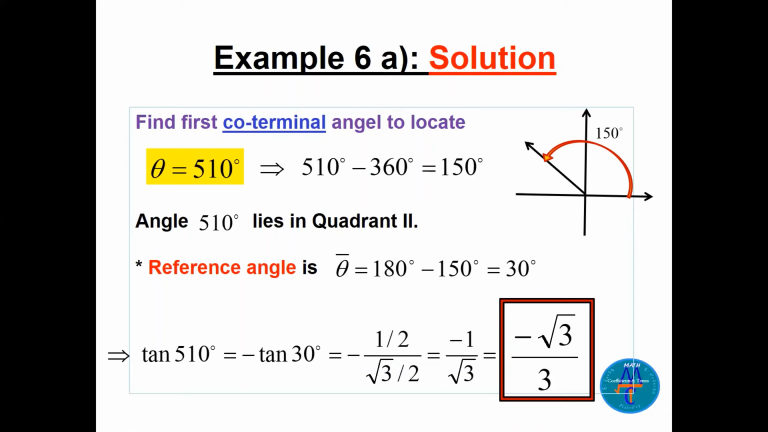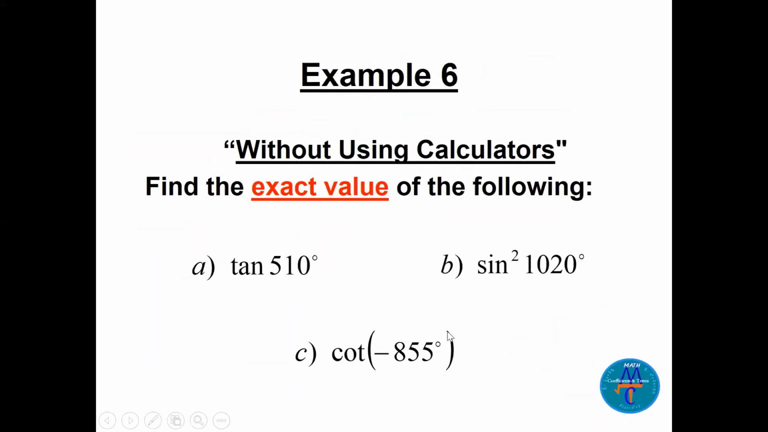Now, is tan positive or negative? Tan in quadrant 2 is negative, so tan theta is minus the tan of the reference, and the reference is 30. Tan 30 is sine 30 over cosine 30, which is one half over square root of 3 over 2. Either you write the answer as minus 1 over square root of 3, or you can rationalize it, so it will be minus square root of 3 over 3. That's the first one.